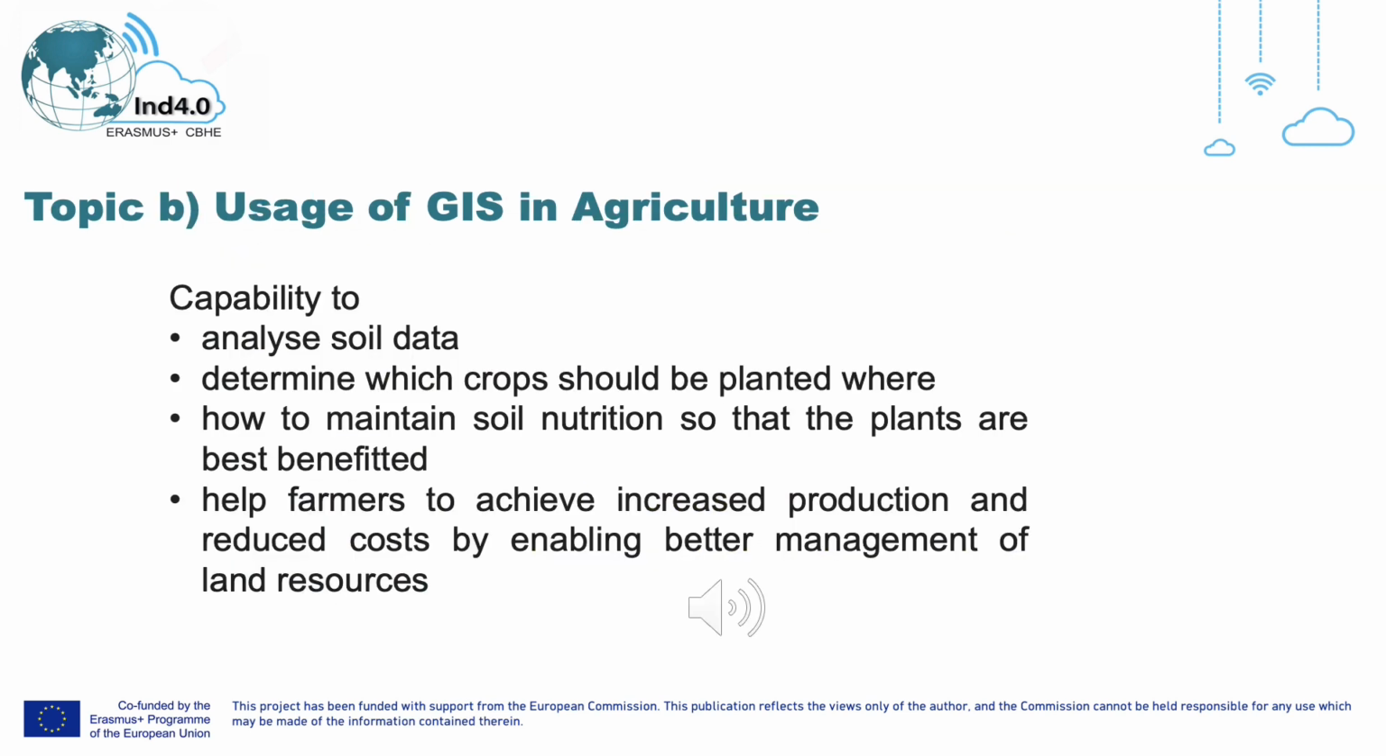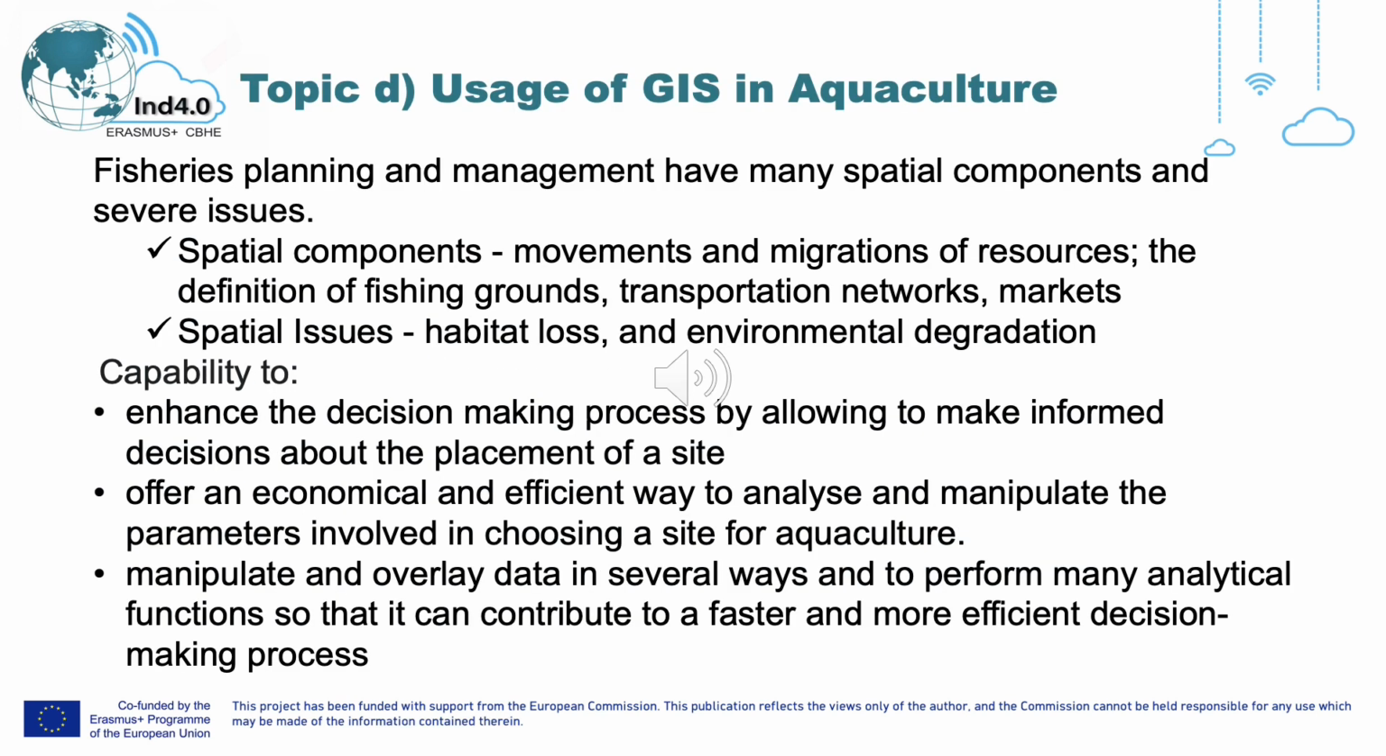The use of GIS in agriculture makes the work time effective for analyzing and extracted information. It has the capability to analyze soil data and determine which crops should be planted, where and how to maintain soil nutrition so that the plants are best benefited. GIS helps farmers to achieve increased production and reduce costs by enabling better management of land resources.